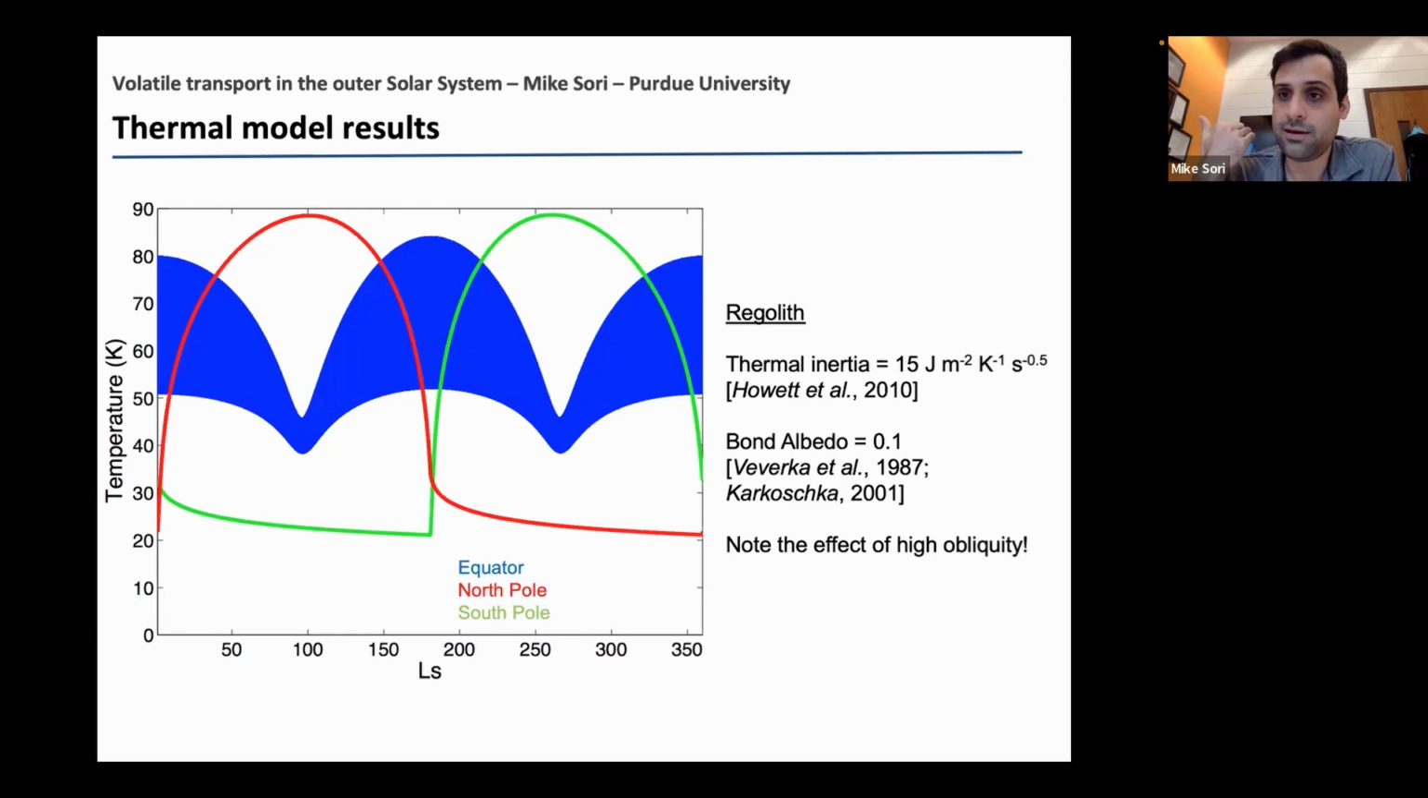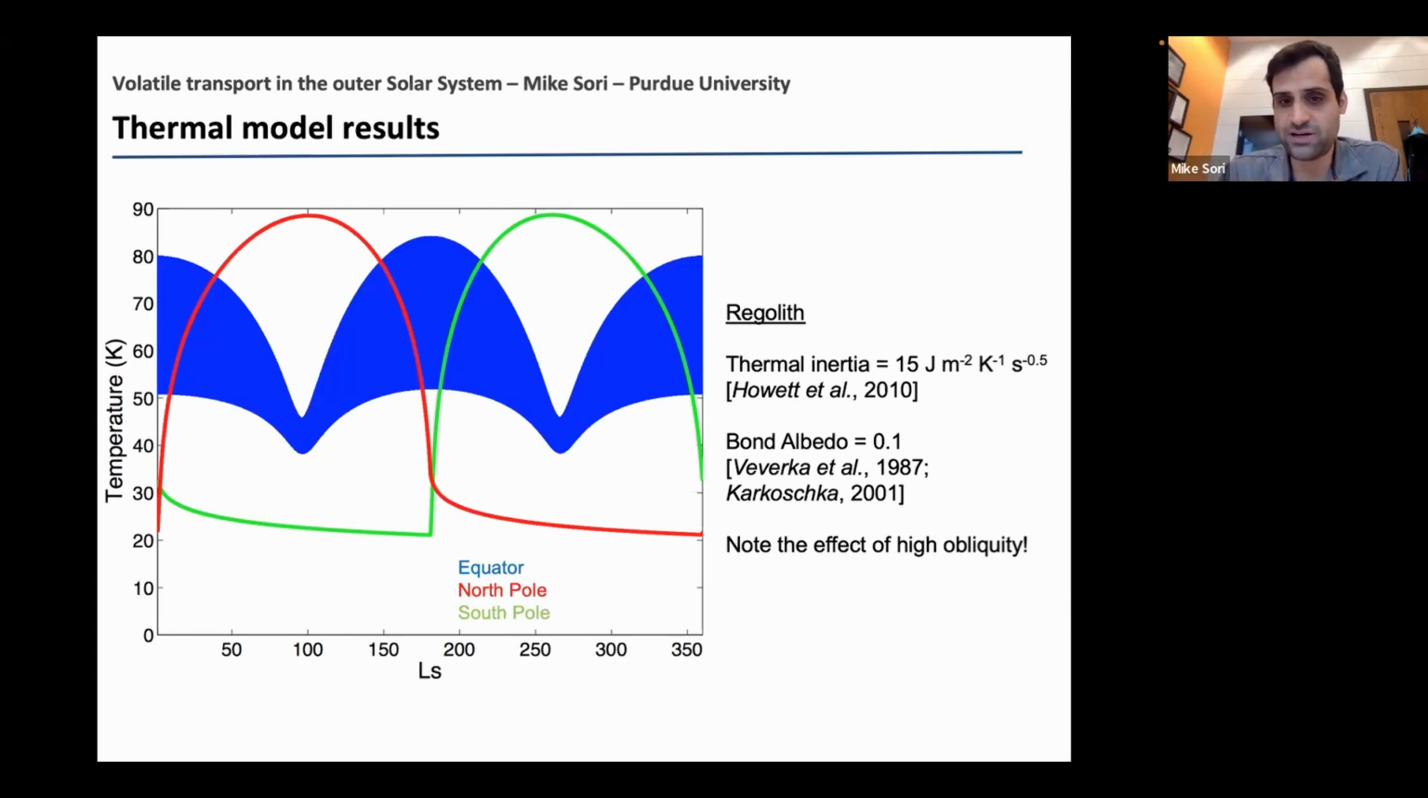We think maximum temperatures mostly control sublimation, because sublimation is such a temperature-sensitive process. Maximum temperatures are at the poles during summer solstice. During northern summer, say, the North Pole is pointed almost directly at the sun for long periods of time, so it's just getting baked in sunlight and experiencing pretty high temperatures.